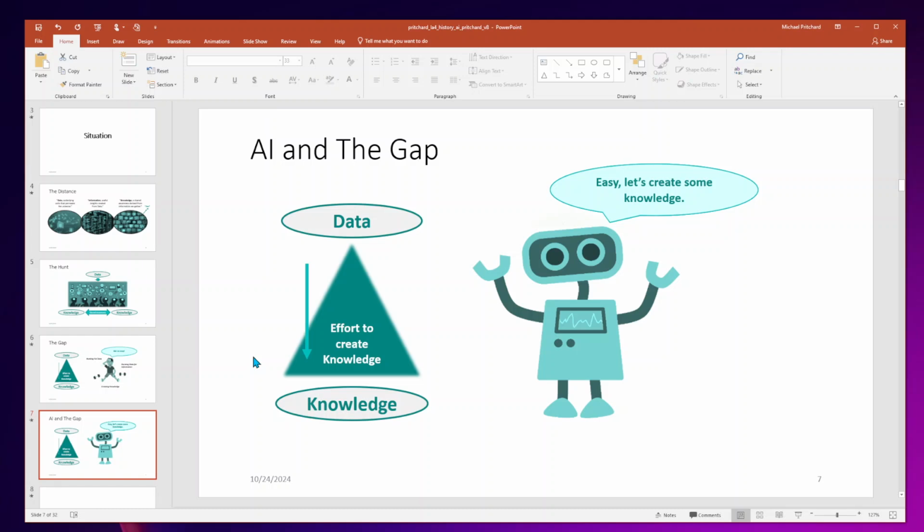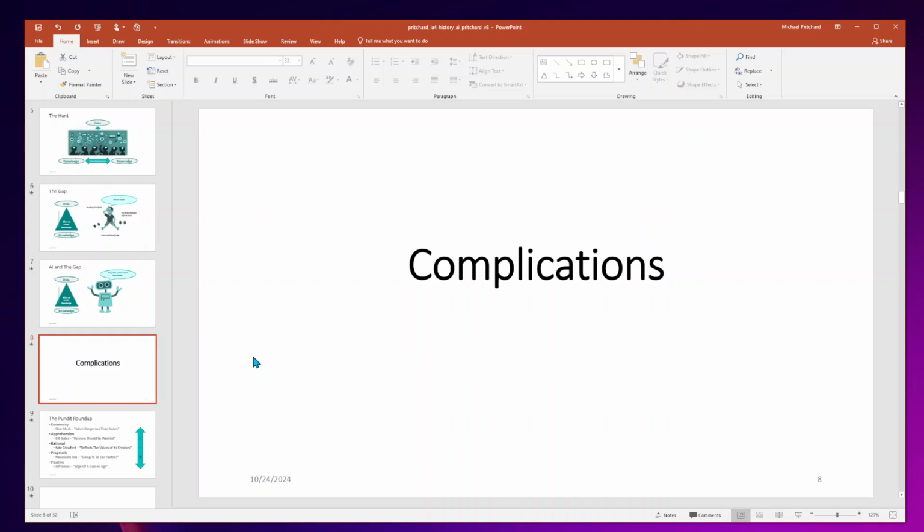So that's where you get robots. They're very, very useful, and this is where you get AIs to come in and help with this process of two things: shortening the distance between data and knowledge, but then also changing the paradigm in terms of how much effort it takes to create that knowledge. So that's really where this comes into play.